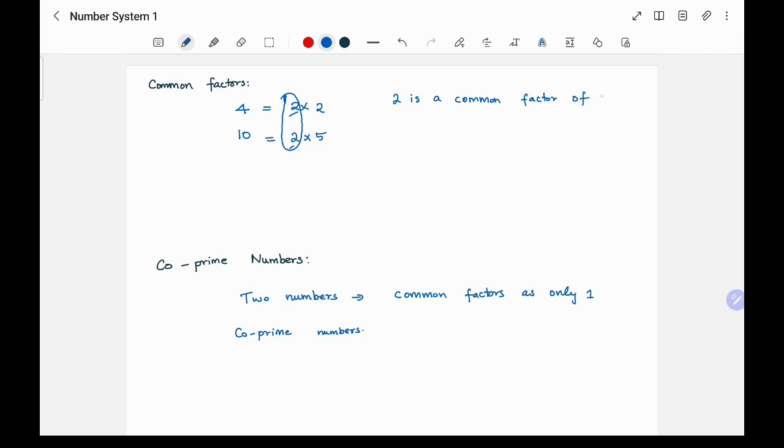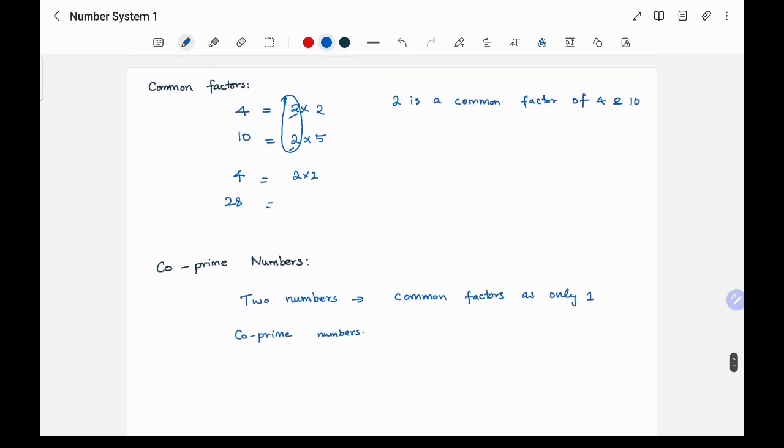of 4 and 10. Similarly, you take 4 and 28. So 4 is 2 into 2. 28 we already saw, right? 2 into 2 into 7. So now this 2 we can map and this 2 we can map. So 2 into 2 is how much? 4. So 4 is a common factor of 4 and 28. Again 2, 2 is also a common factor.